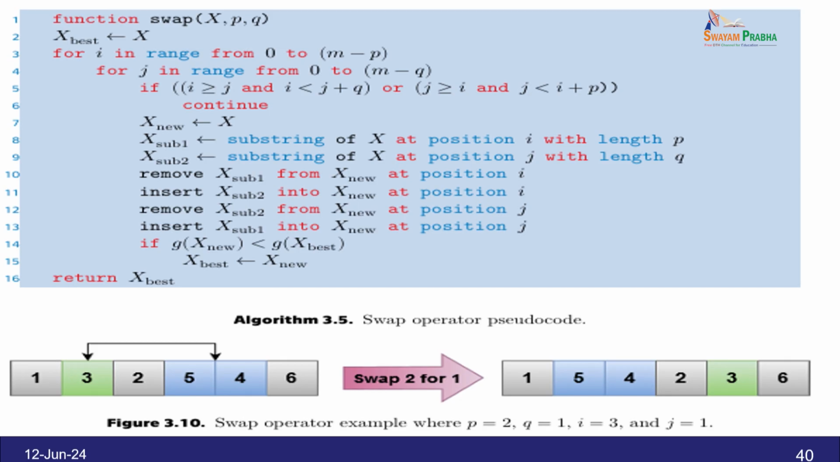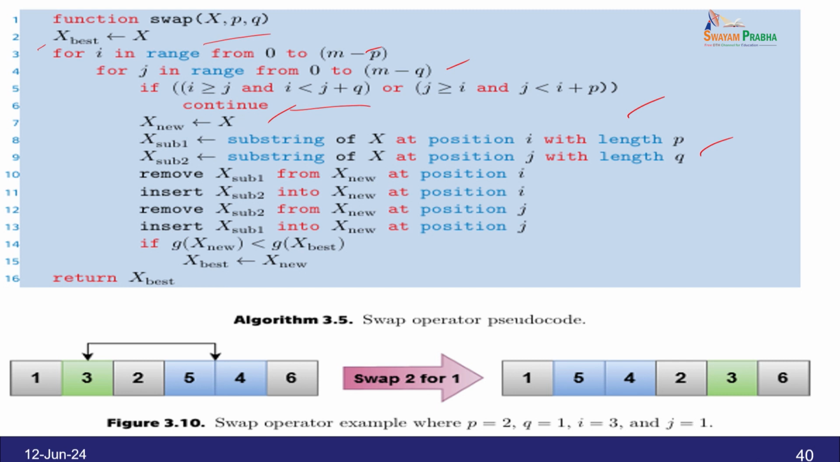So, this is the swap operator pseudocode. Function swap of x, p, q, where x is x best, and then for i varies from 0 to m minus p, and j ranges from 0 to m minus q. If i is greater or equal to j and i is less than j plus q, or j is greater or equal to i and j is less than i plus p, then continue, and x is x new. Therefore, we have x sub 1 as a substring of x at position i with length p, and x sub 2 is a substring of x at position j with length q.